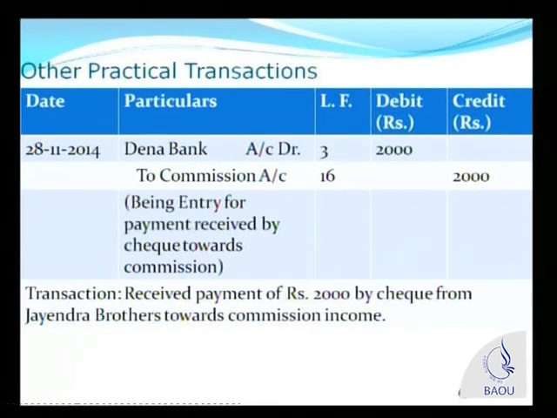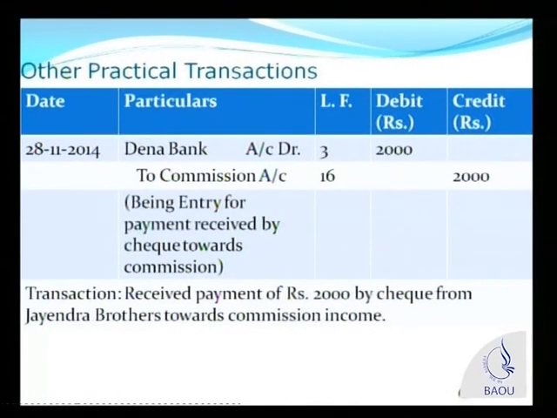We are getting this amount of 2000 from Jayendra Brothers, friends. But we are not either debiting or crediting Jayendra Brothers account. Why? Because we are receiving this amount towards commission. Commission is our revenue income. It is our gain. And it is a revenue account or nominal account. For a nominal account, the rule is credit all gains and incomes. It is an income we have earned.